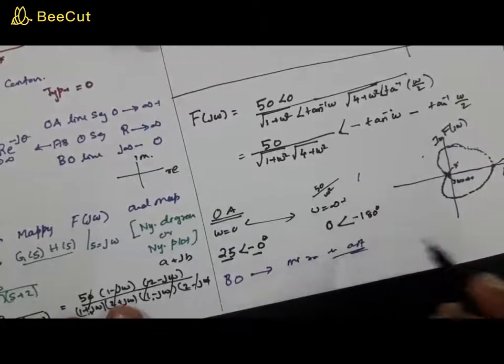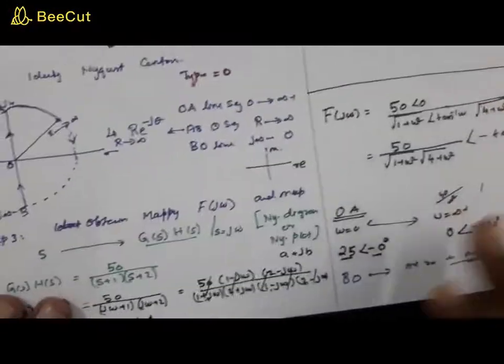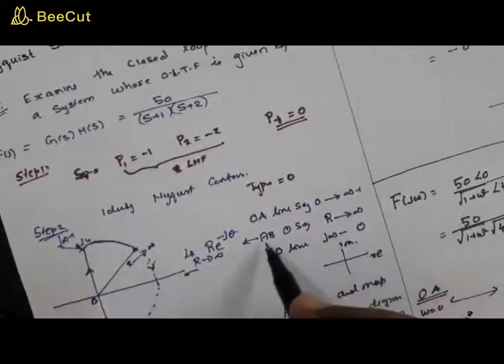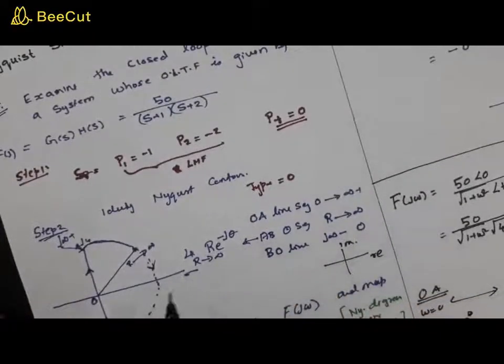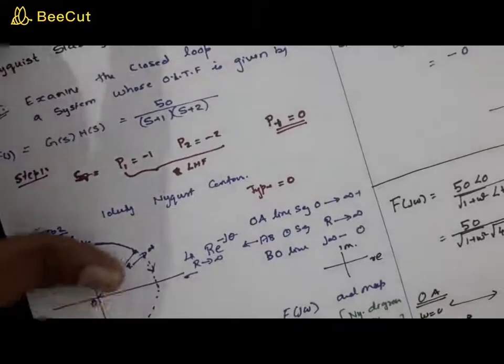Now what is the next point? Next one is the third segment. Third segment is this AB segment, or the circular segment. Now let us see how that segment gets mapped into this.